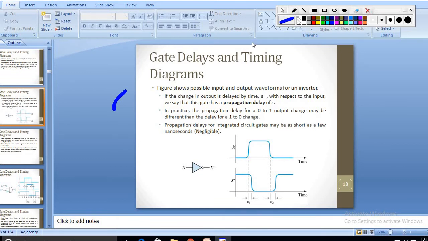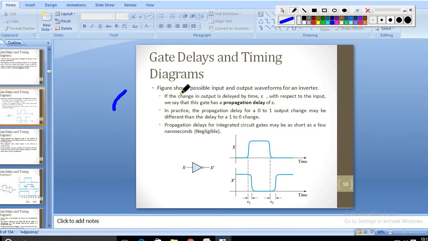This is the diagram of the gate delay timing diagram. This is your input and this is your output. At the input side initially it is 0 and it gradually changes to 1, but at the output side it will take its time. After that it will change suddenly. It will not go from 1 to 0 instantly. So this time, epsilon, is equal to the propagation delay. Here the figure shows the possible input and output waveforms of the inverter.